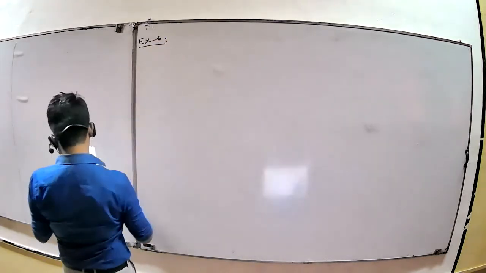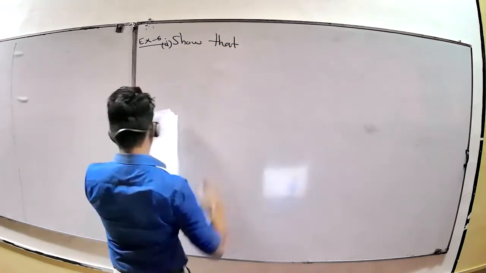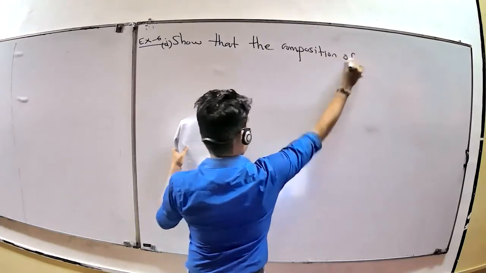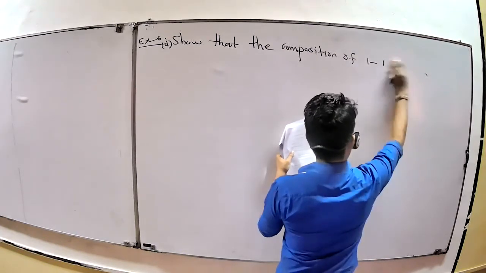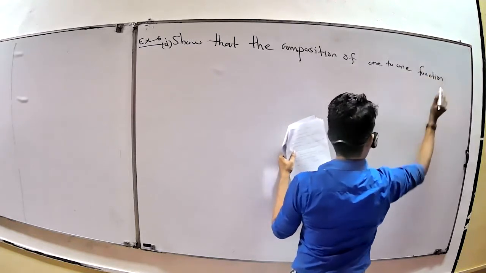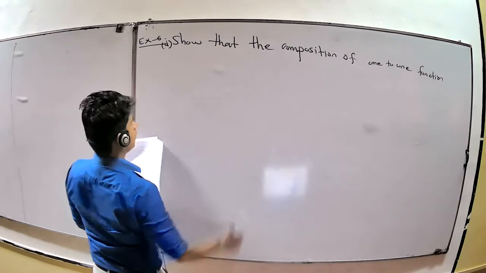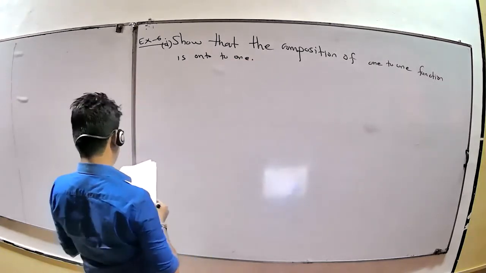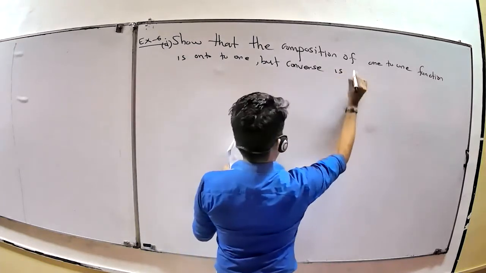Exercise 6. There are two parts. Part A: show that the composition of one-to-one functions, that is, injective functions, is one-to-one. But the converse is not true.